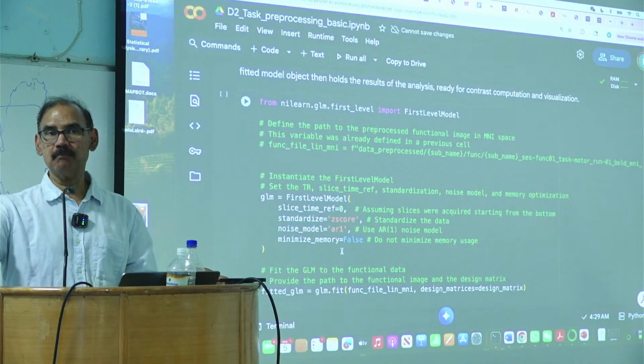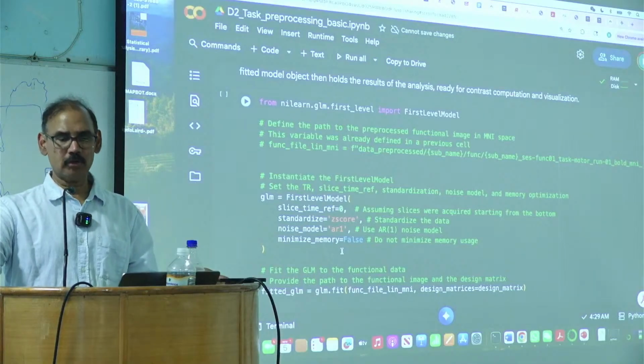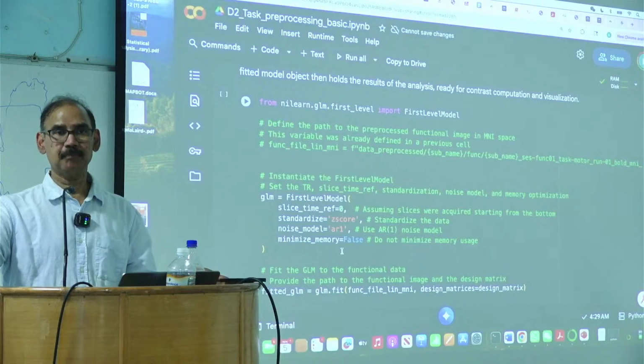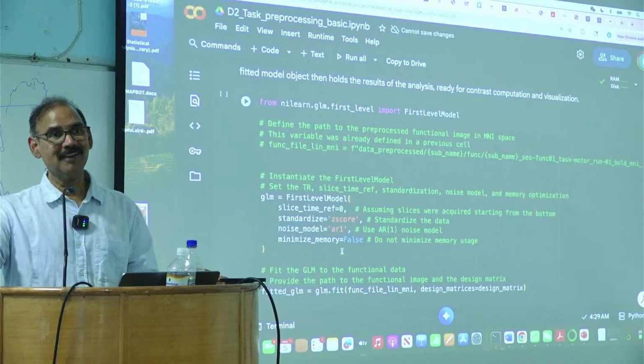No, pre-whitening, right? So what is autoregressive? Did you say?